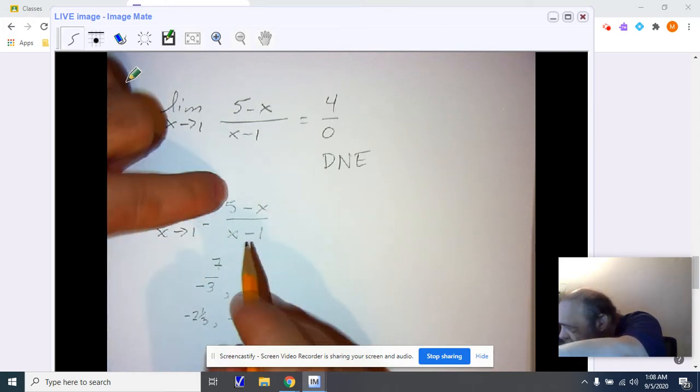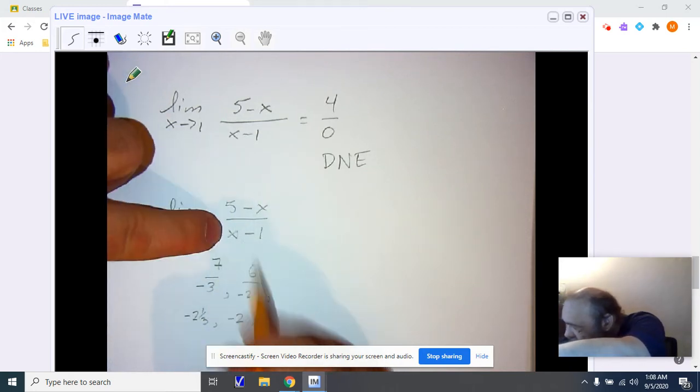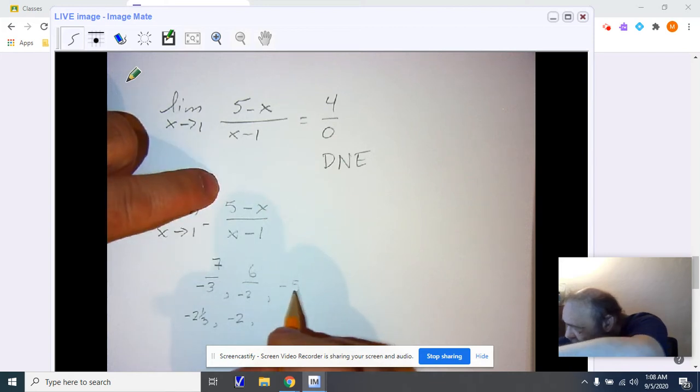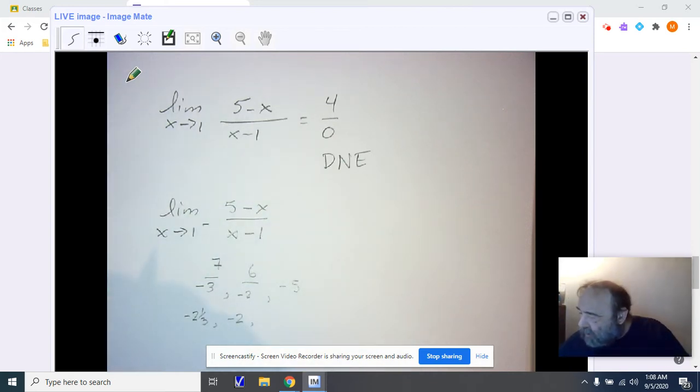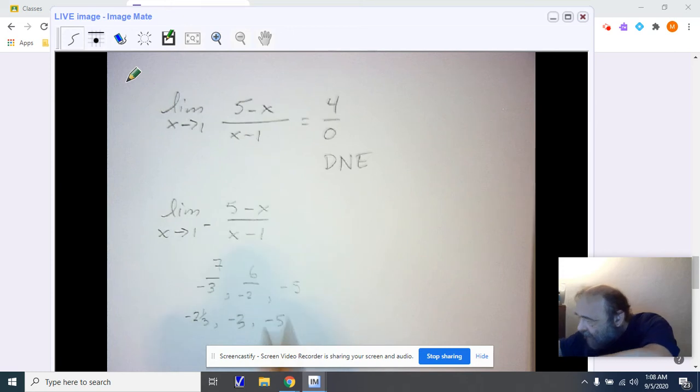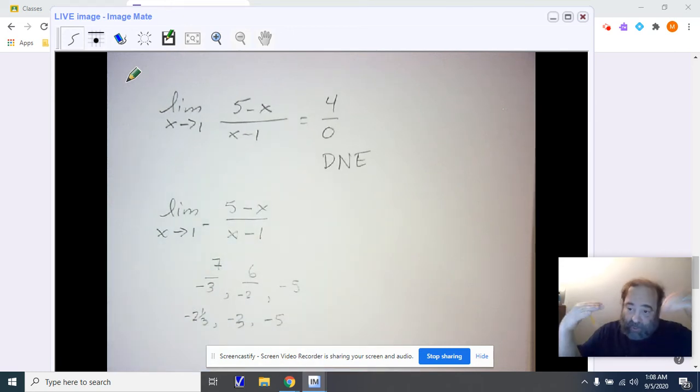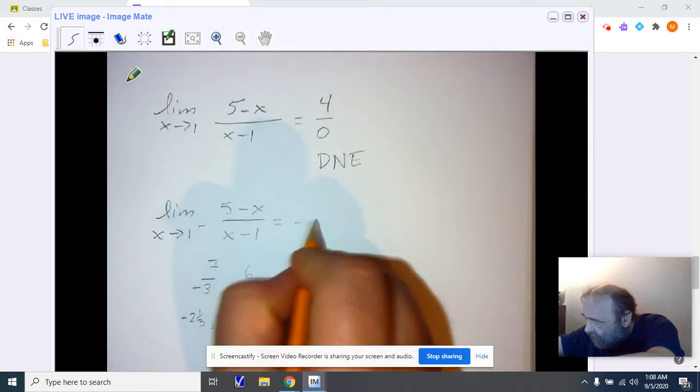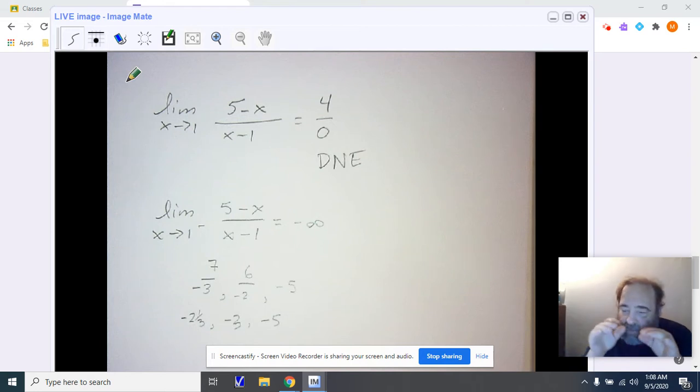Let's just check it again. 0 gives me 5 over -1, and we get a -5. So this value is growing toward the negative. I suppose I should say it's decreasing. And as it's going down, we now know that this answer is negative infinity. The only way I got that was by using a table of values and looking at what happened. That's what you have to do.